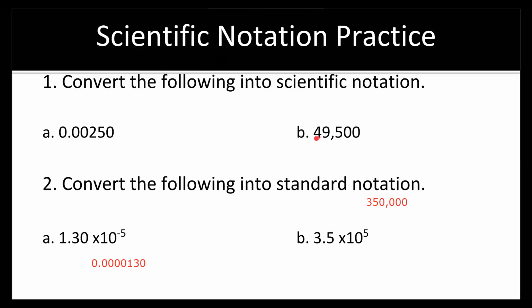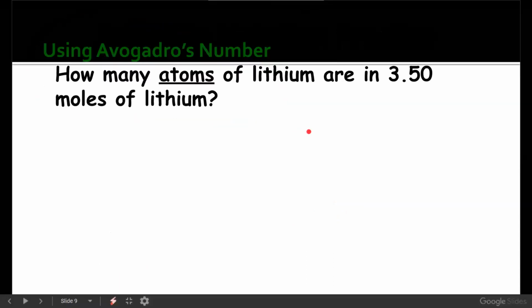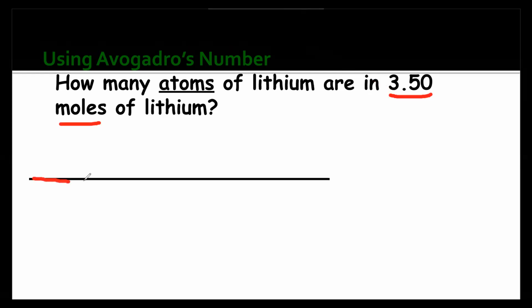And let's clear the box. Using Avogadro's number, how many atoms of lithium are in 3.5 moles of lithium? So now we're going to use that large number and practice using it in the calculator and getting used to writing in that scientific notation. So again, we're going to look at what we're given. We're given 3.5 moles, which is going to show up right here.